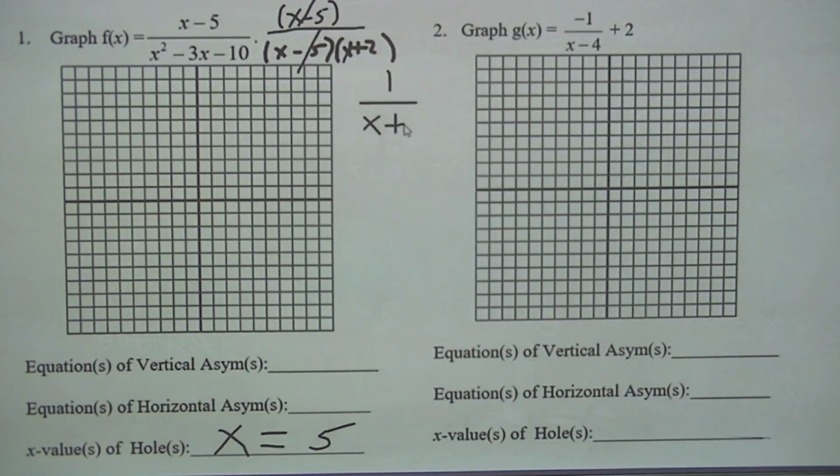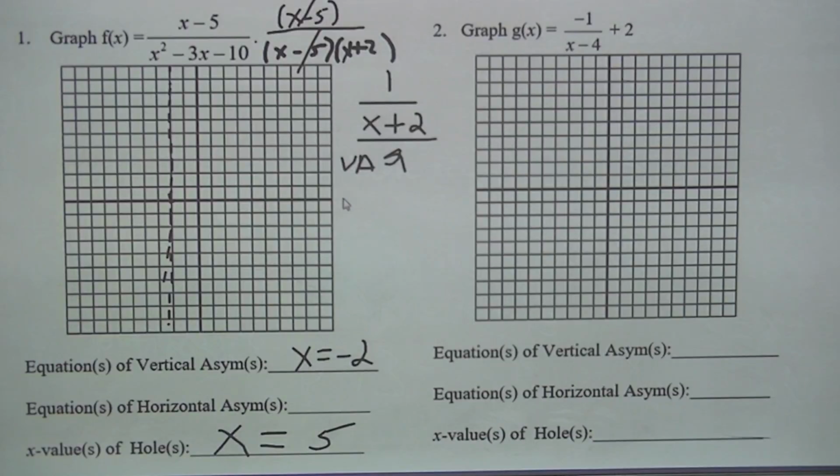Now, the vertical asymptote is the solution of this factor. So that's going to be x equals -2. So I can graph that. I go to here, and I just put a dashed line going straight down the grid. That's the vertical asymptote.